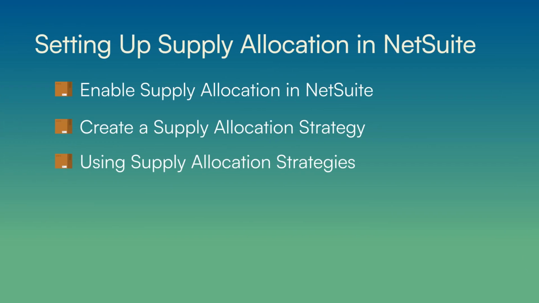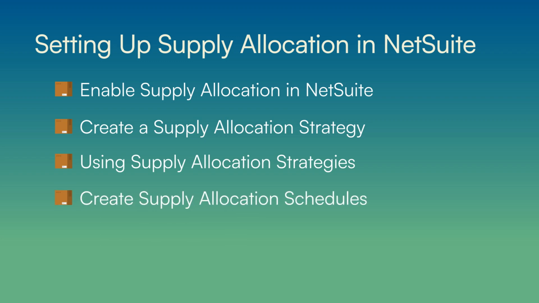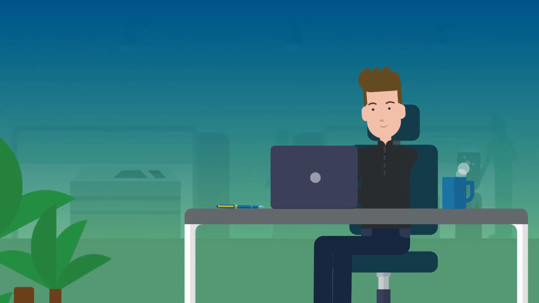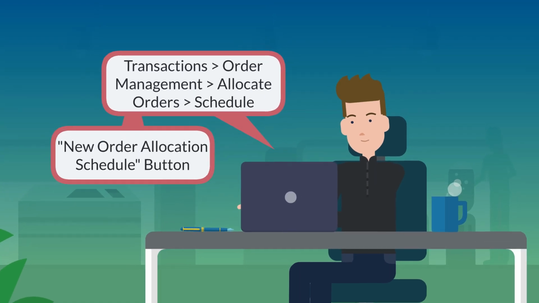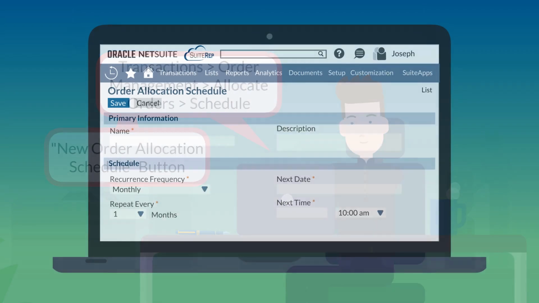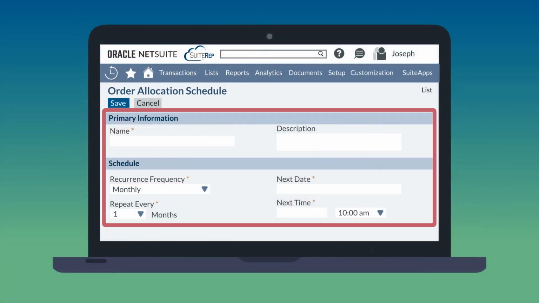How often do you want NetSuite to run allocation calculations? You can automate that process by setting up a supply allocation schedule. Start by navigating to Transactions, Order Management, Allocate Orders, Schedule, and select the new order allocation schedule. On this page, name the schedule and set the recurrence frequency, daily, weekly, bi-weekly, monthly, etc. You can also set the next date and time when you want the schedule to start running.